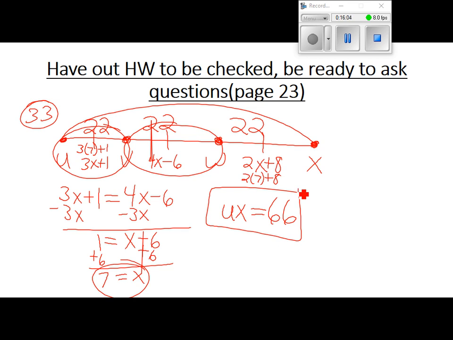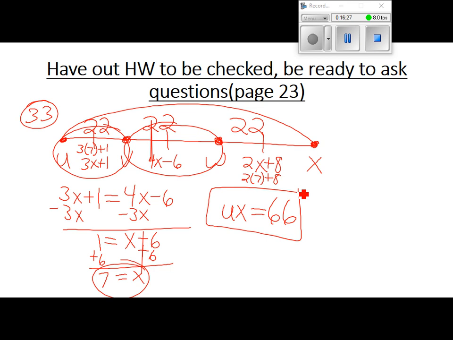With that problem, when you're setting up the equation, make it as easy as possible on yourself. When you're plugging back in, pick the place where it's the easiest thing to plug in. Don't make it harder than it has to be. Other questions?